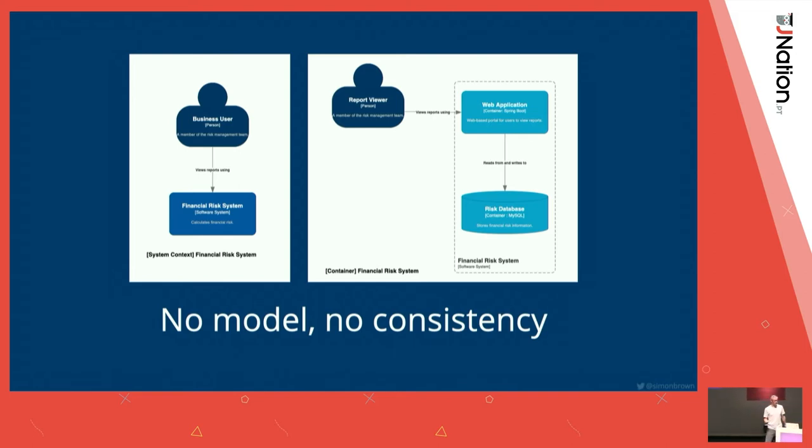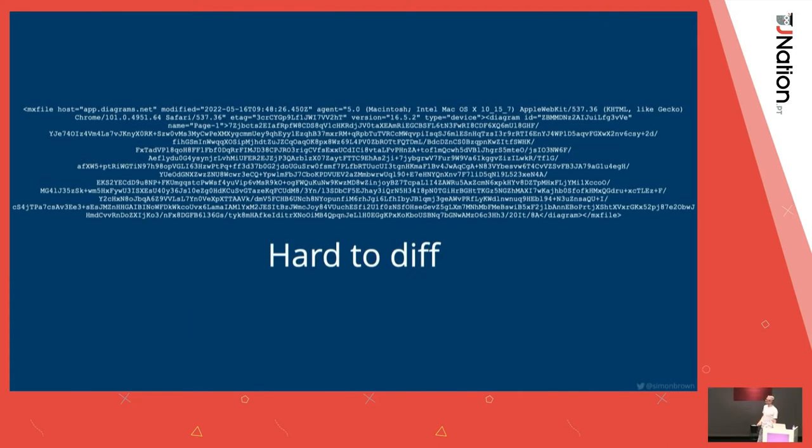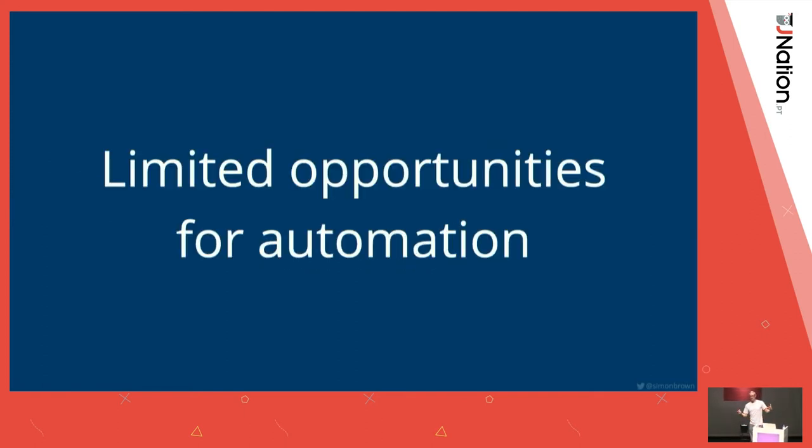And that's an issue. As I said, it's hard to diff. You can't stick that in source code control and hope to figure out what changed in the diagrams. It's impossible. And of course, you've got very limited opportunities for doing any automation. Sure, with things like draw.io, you can give it a CSV file, and it can create a diagram off that CSV file. But it's just kind of hard work.